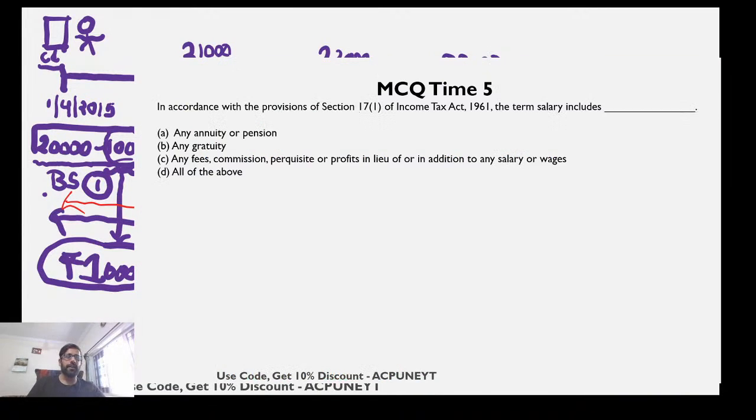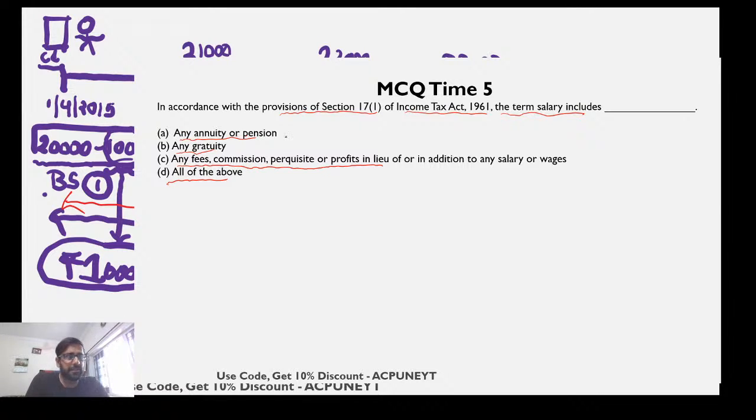Okay. So here MCQ 5 is given. In accordance with the provision of section 17 subsection 1 of Income Tax Act 1961, the term salary includes: A. Annuity or pension, B. Gratuity, C. Any fee, commission, perquisite or profit in lieu of or in addition to the salary or wages, D. All of the above. Here the question says, what will be included in the definition of salary?